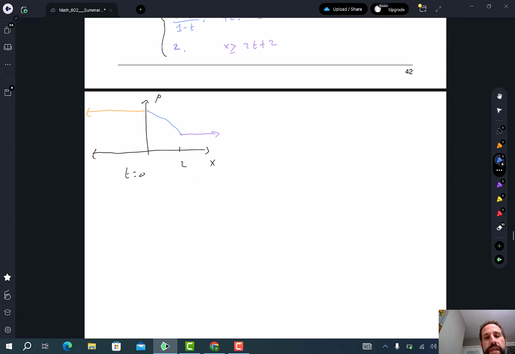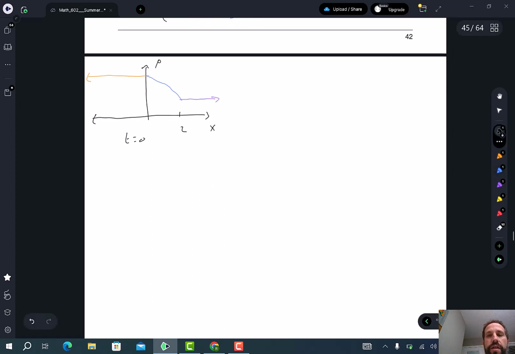This is what happens when t is equal to 0. Now let's look at what happens when t is equal to 1/2. I'm going to draw my, I call this rho axis, but our variable here is u. So now this is what's going to happen when t is equal to 1/2.